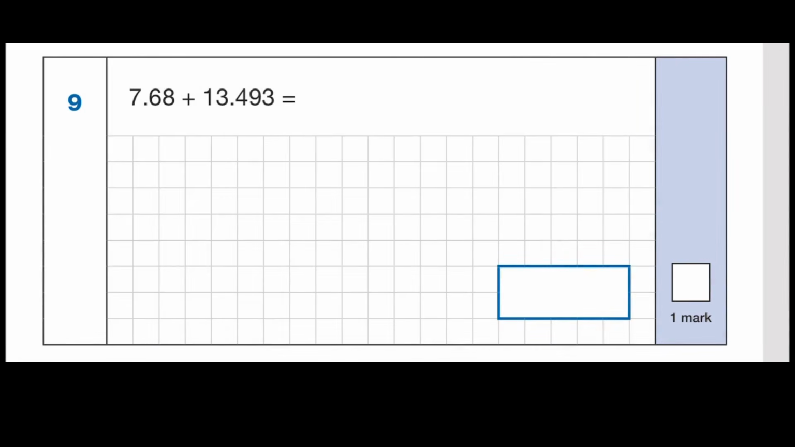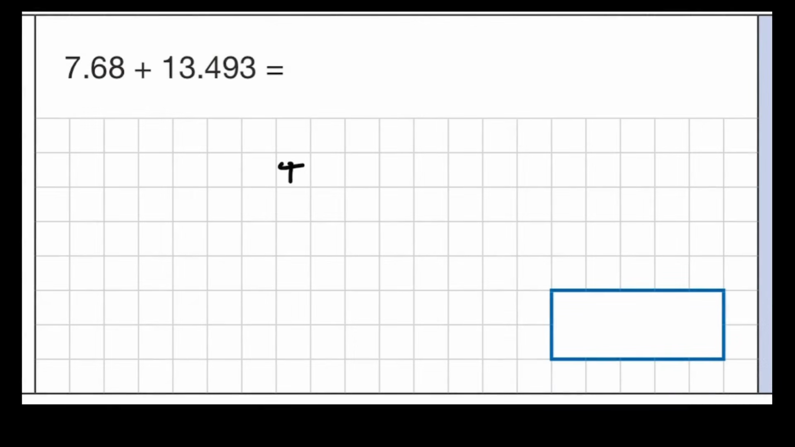So to start with, we're going to do 7.68 plus 13.493. So just like before, we're going to use a place value chart for our additions. The tens column, the ones column, a decimal point, then a tenths column, a hundredths column, and a thousandths column.